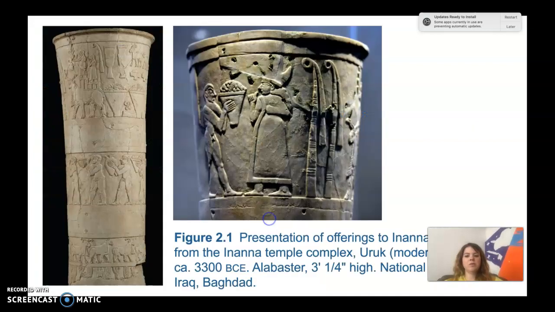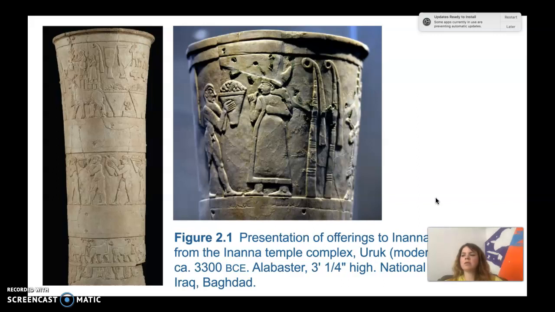So let's take a look at our first example here, the Warka Vase, from the Inanna temple complex at Uruk, which is in modern-day Iraq. It's from 3300 BCE. It's made out of alabaster. And it's a great work of narrative relief sculpture. So it kind of depicts a religious ceremony honoring the goddess Inanna.